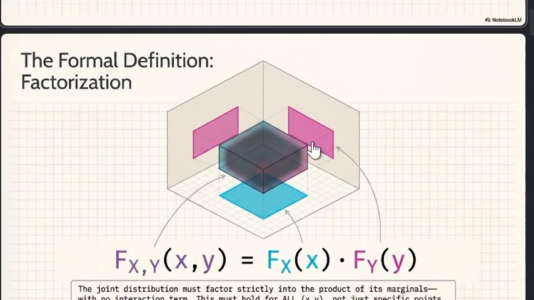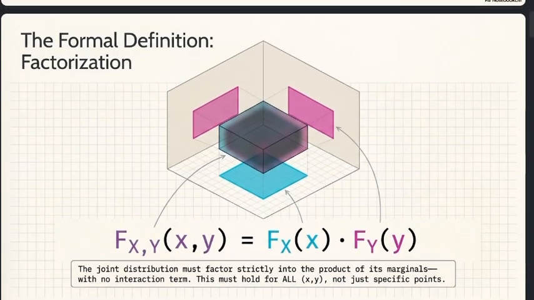So now let's see the mathematical definition of it. The formal definition is simple. Two random variables are independent if their joint probability is equal to the product of their individual probabilities. So instead of computing the joint probability separately, we can simply multiply the marginal probabilities. For example, if the probability of rain is 0.3 and the probability of carrying an umbrella is 0.4, then the joint probability will be 0.12.